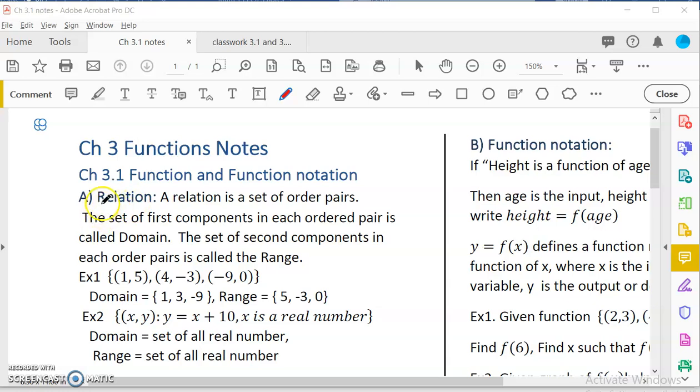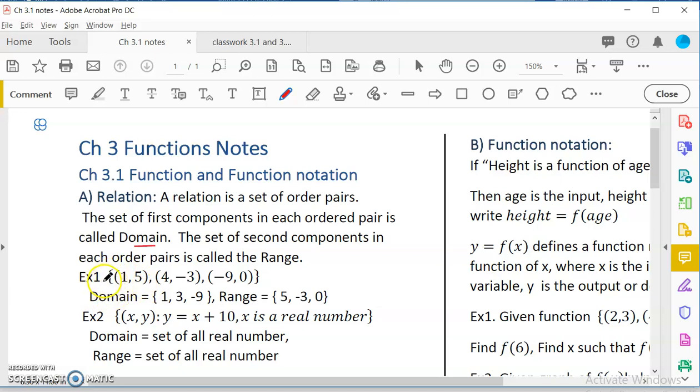So what is a relation? A relation is a set of ordered pairs, such as example 1. I have a set. A set is a collection of elements, and in this case each element is an ordered pair with a first component and a second component. The set of all the first components is called the domain. The set of all the second components of each ordered pair is called the range. So in this particular case, this is a relation.